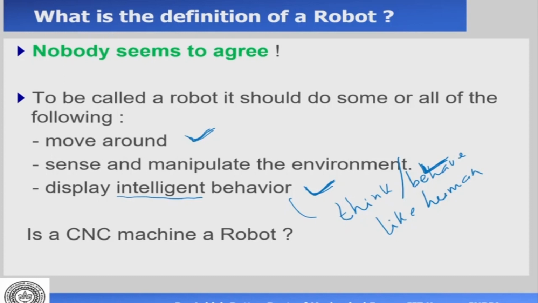So there is the automatic vacuum cleaner. Is that a robot? Yes, that's a robot. It moves around and it senses and manipulates the environment. Automatic wheelchair, is that a robot? Yes, that's a robot also. So this is basically to define what is a robot.